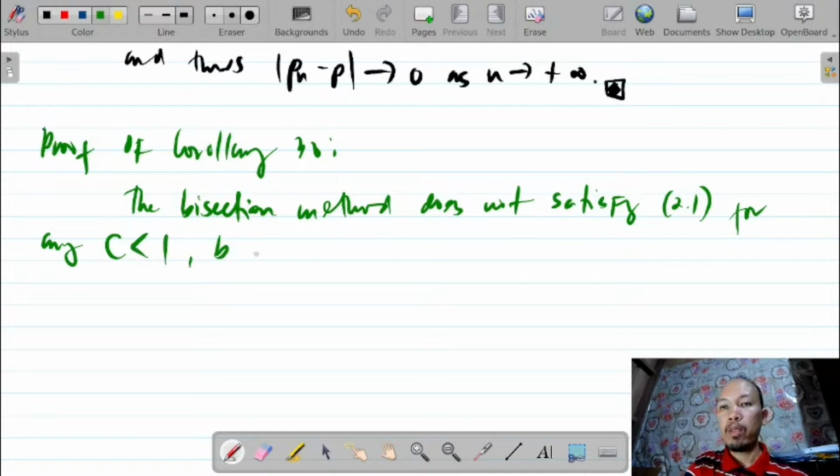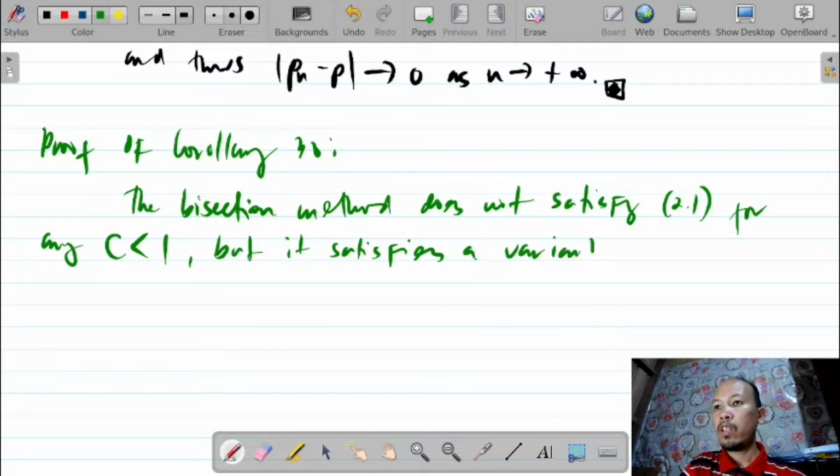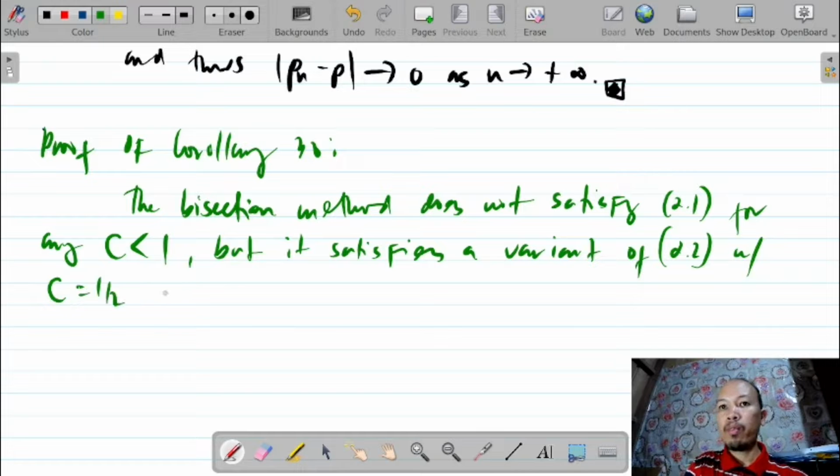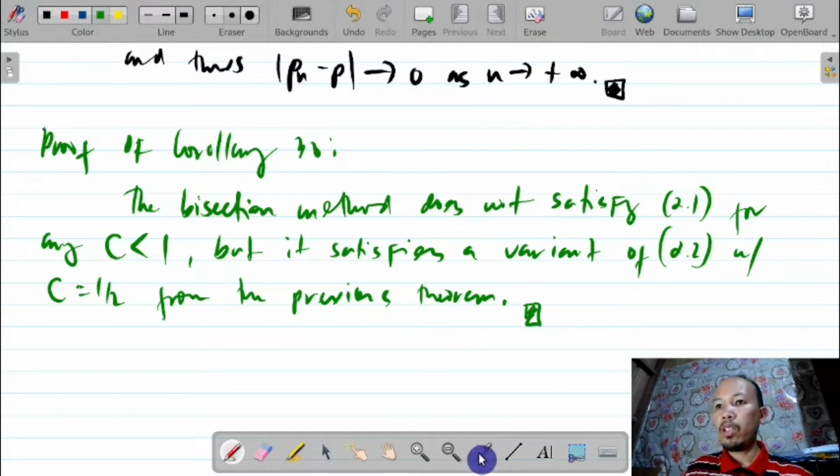And we know already that the bisection method is of linear convergence, but it satisfies a variant of 2.2. Okay, let's go back to that example, with c equal to 1/2 from the previous theorem. The previous theorem that I am referring to is theorem 29. So this one here, example 2, equation 2.1, and equation 2.2.